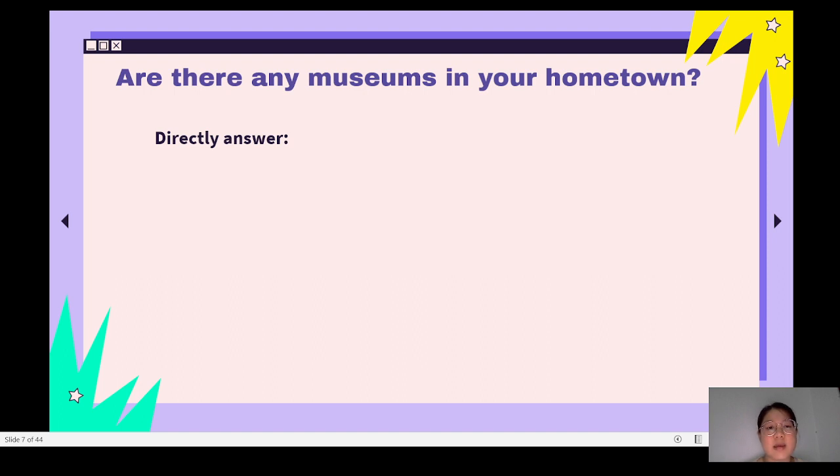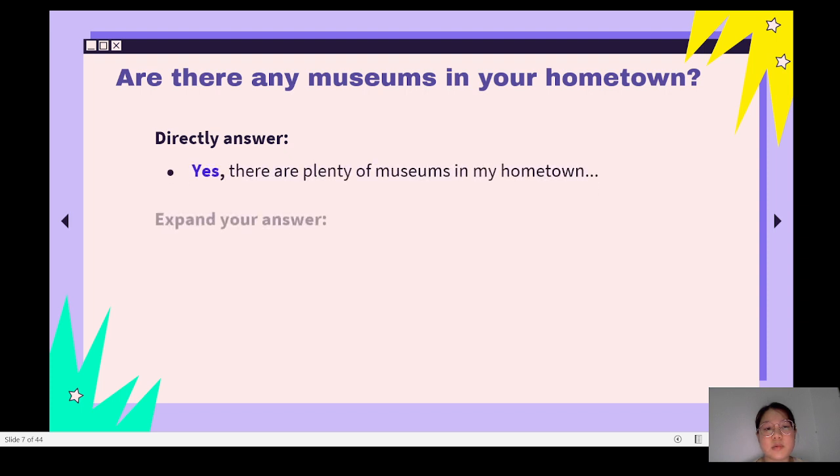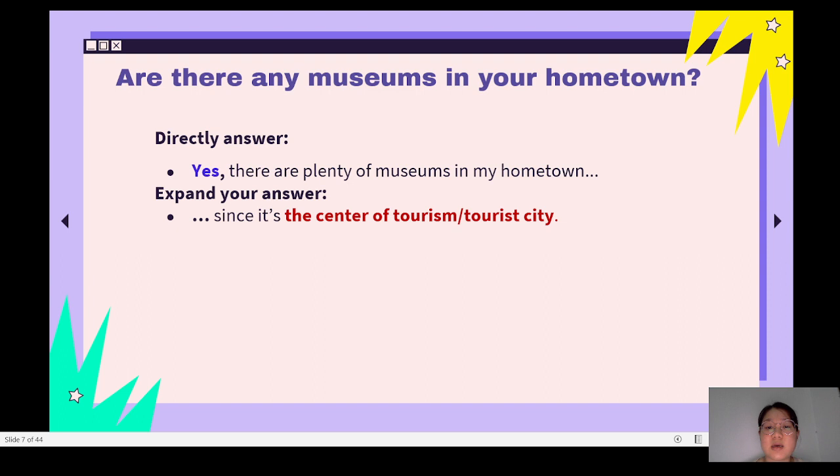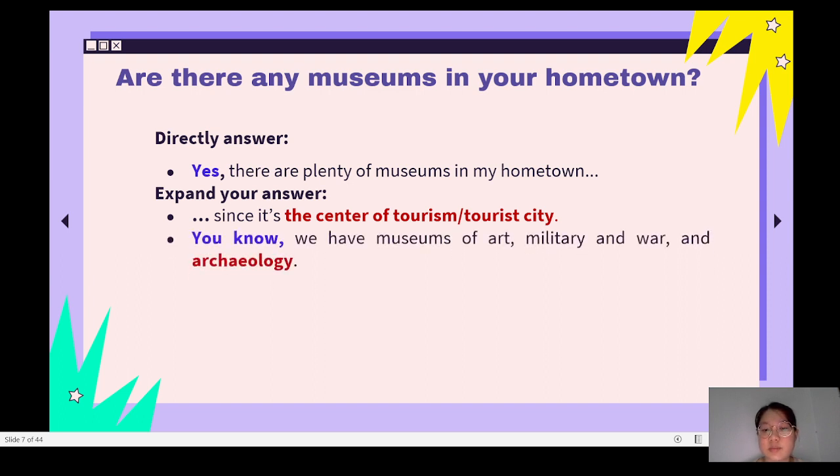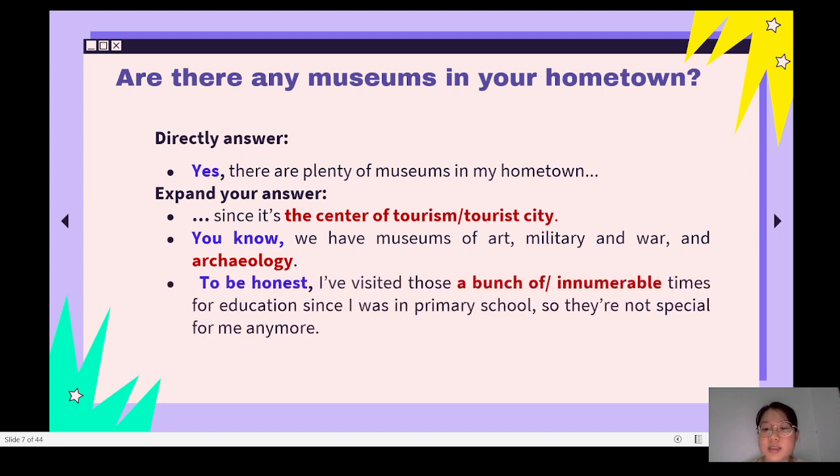You can see my sample for this question here. Yes, there are plenty of museums in my hometown. Since it's the center of tourism, a tourist city, you know, we have museums of art, military and war, and archaeology. To be honest, I've visited those innumerable times for education since I was in primary school, so they are not special for me anymore.